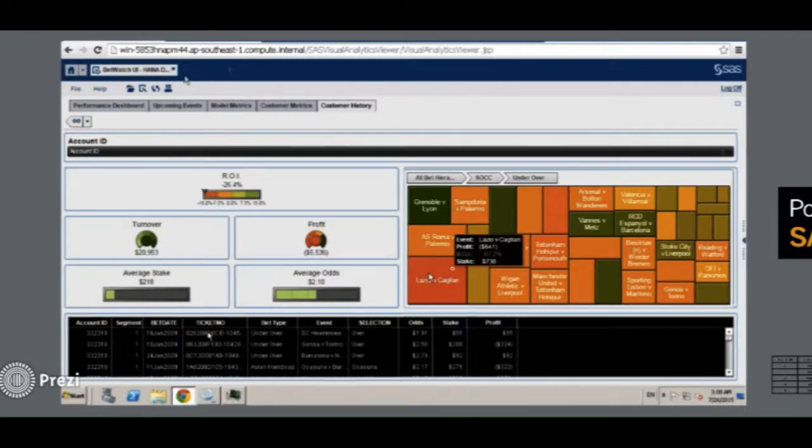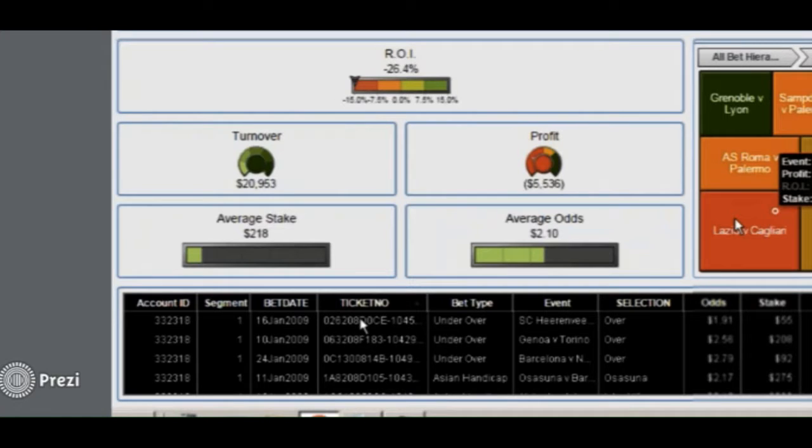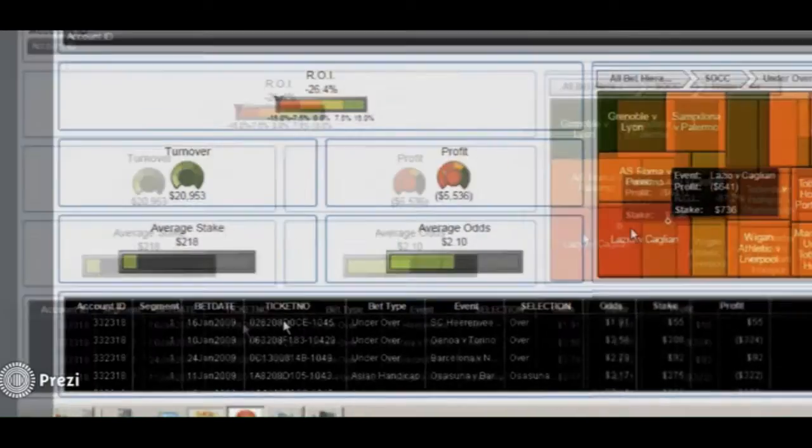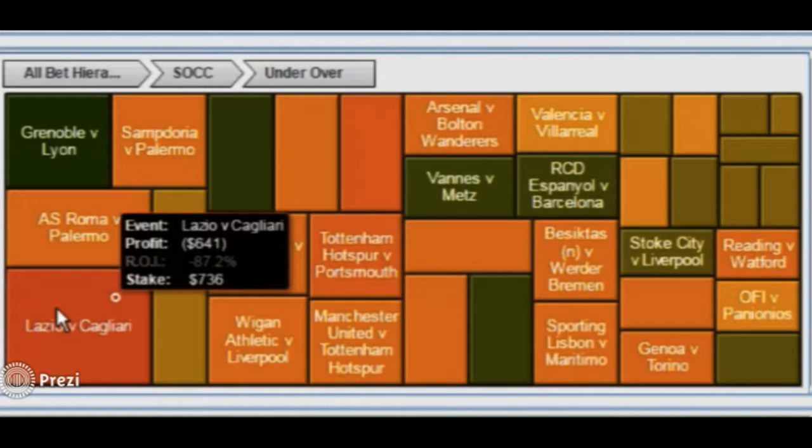The customer history dashboard contains all of the information about one particular customer, including the customer's ROI, his or her turnover, their profit, their average stake, and average odds. This also includes a tree map which contains each bet of that particular customer. The green is a winning bet for the sportsbook, a red is a winning bet for the customer. Here you can see this customer is interested in playing the under-over on soccer, and as you can see, he likes the Premier League in the UK, the Italian League, as well as the German Bundesliga and League One in Spain.